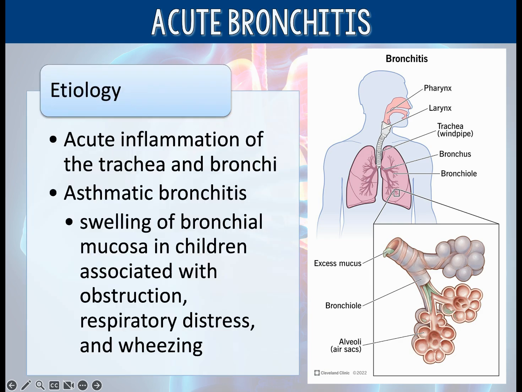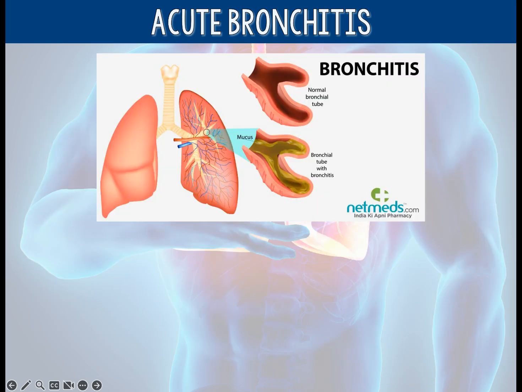In acute bronchitis, we have acute, so bronchitis, right? It's an inflammation of the bronchi. It's acute inflammation of the trachea and bronchi. And you also see asthmatic bronchitis, where there's swelling of the bronchial mucosa in children, where, of course, it causes obstruction, respiratory distress, and wheezing.